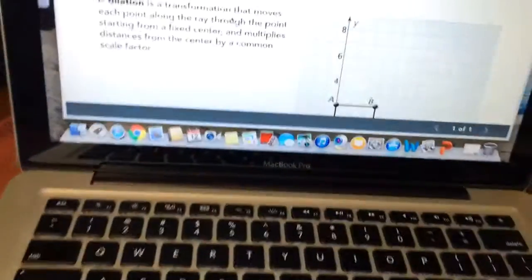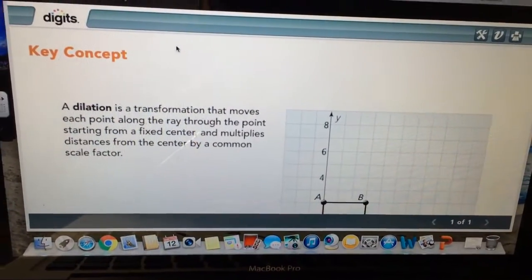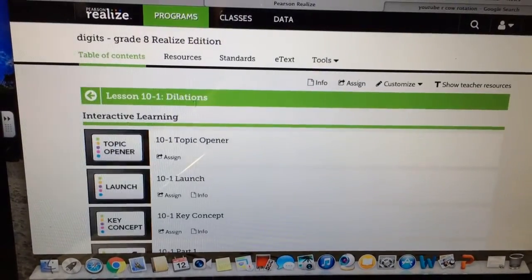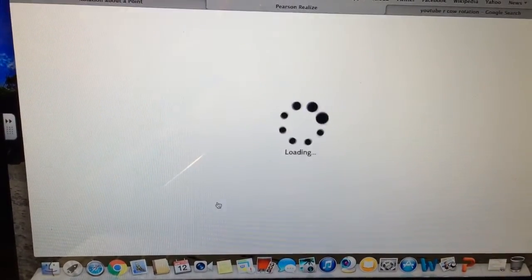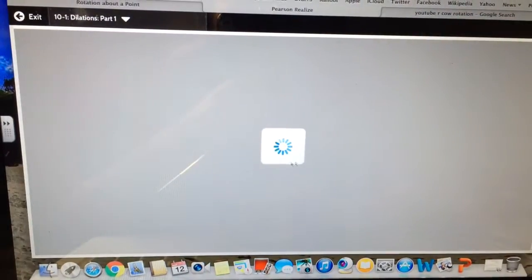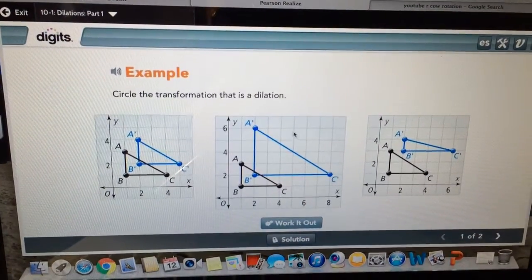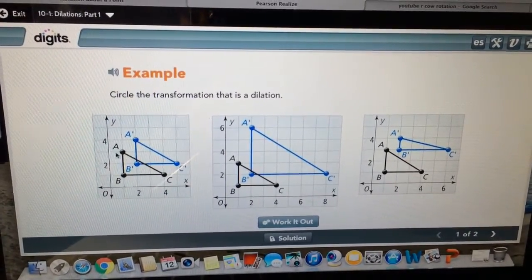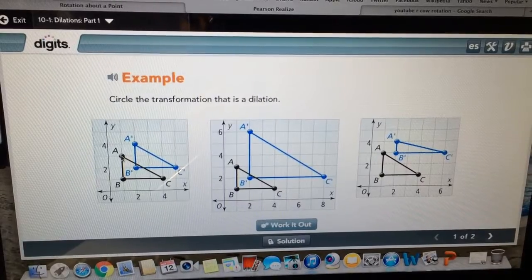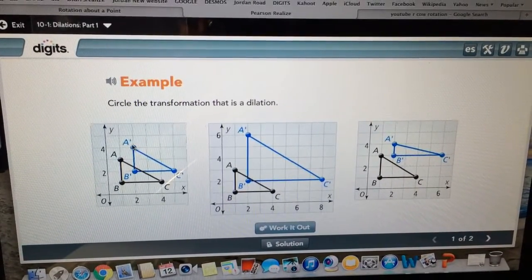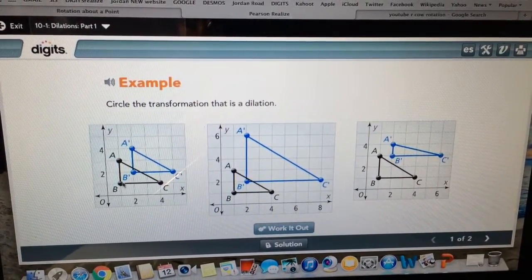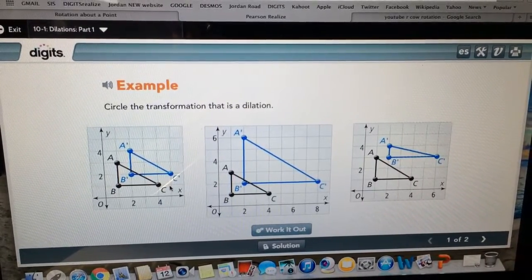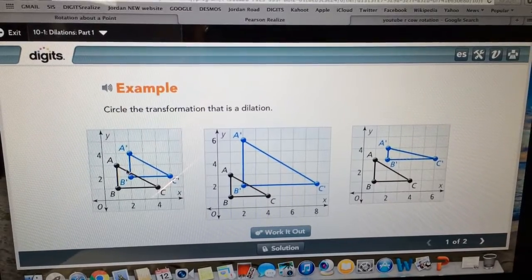So let's look here at part 1. We're going to be able to identify the dilation. Which of these is a dilation? Well, this one right here is a translation, because to go from A to A prime, you go to the right one and up one. To go from B to B prime, you go to the right one and up one. To go from C to C prime, you go to the right one and up one. So this is a translation.